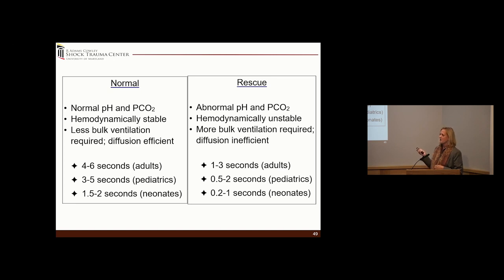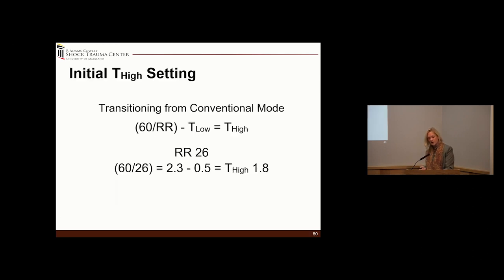However, if you are in a rescue scenario with an abnormal pH, PCO2, like Luigi's patient that he presented, hemodynamically unstable, more bulk ventilation is required. So you're going to use a much lower T-high. Okay, so here is a way to also help you figure out if you're transitioning from a conventional mode.